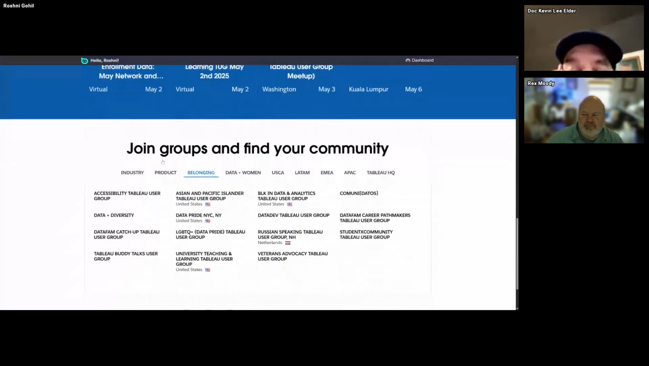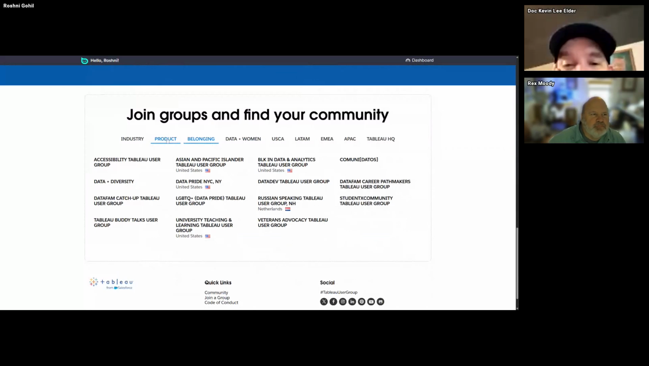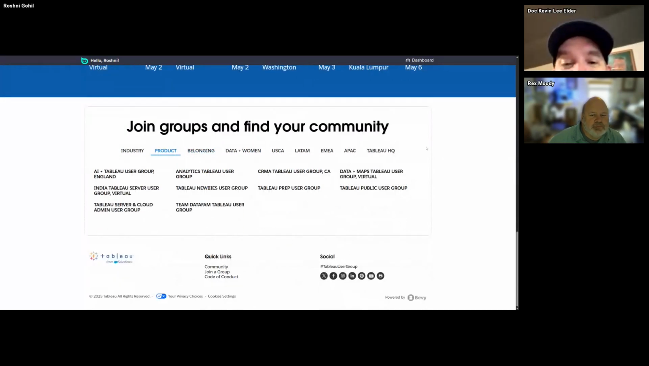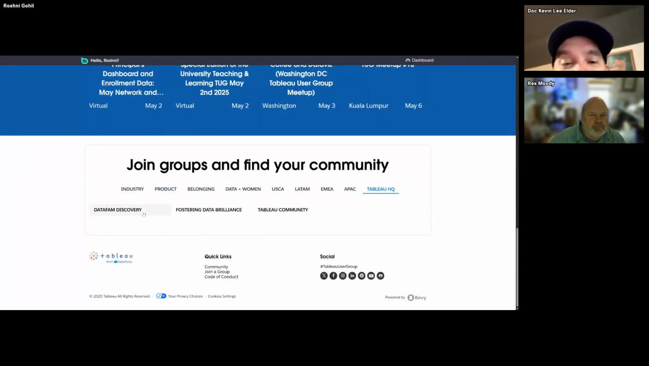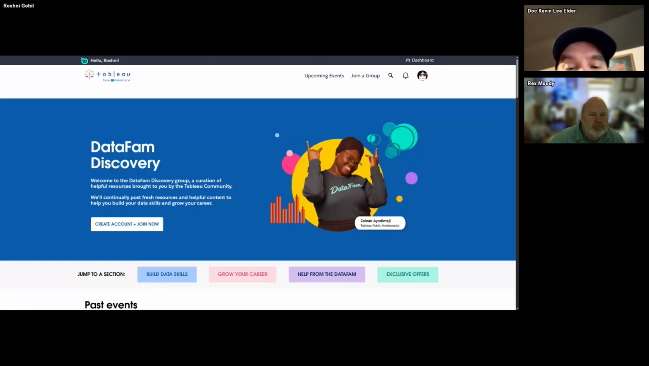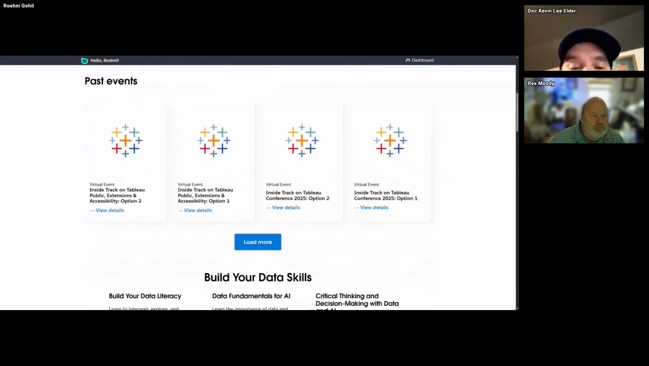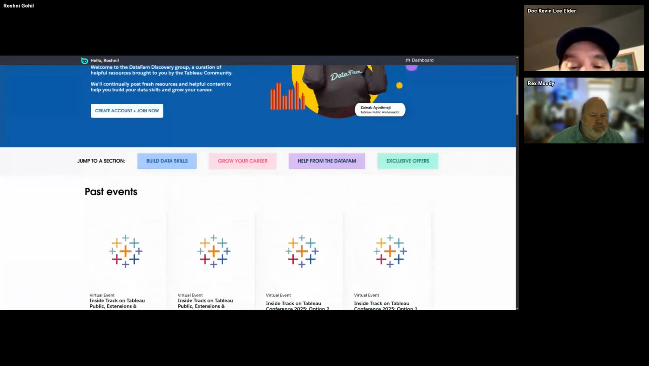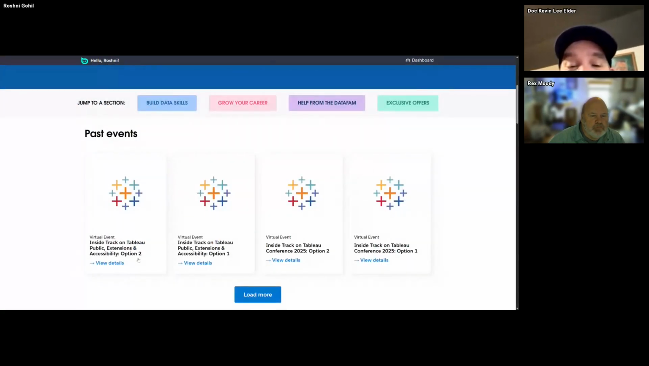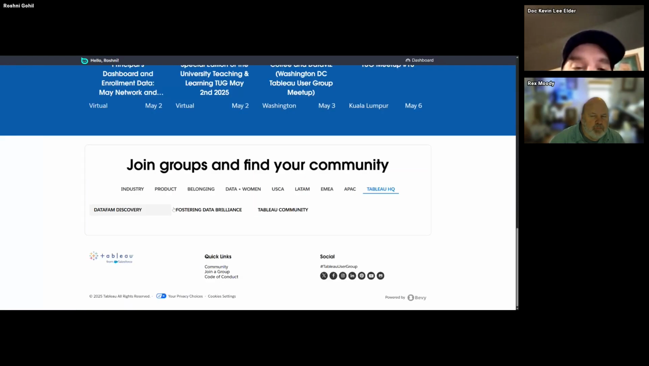There's lots of great community groups out there, folks. If you go all the way to the right up there, not left, all the way to the right, Tableau HQ, that's where the DataFam group is. And they've been doing a lot of good stuff, and they're going to be doing a bunch of stuff. I think redoing some TC25 presentations.